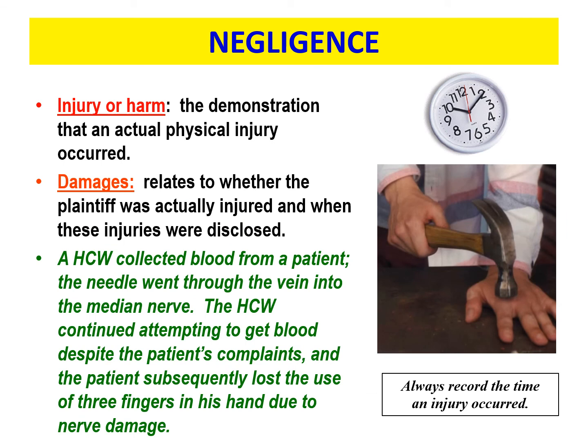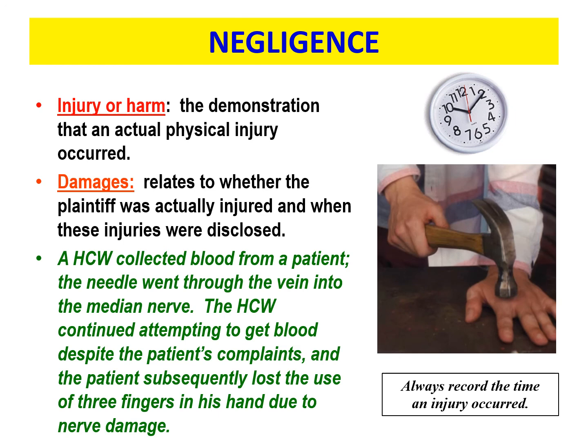Injury or harm, right? The demonstration that an actual physical injury occurred. Then we have damages. This relates to whether the plaintiff was actually injured and when these injuries were disclosed. Always record the time and when the injury occurred.